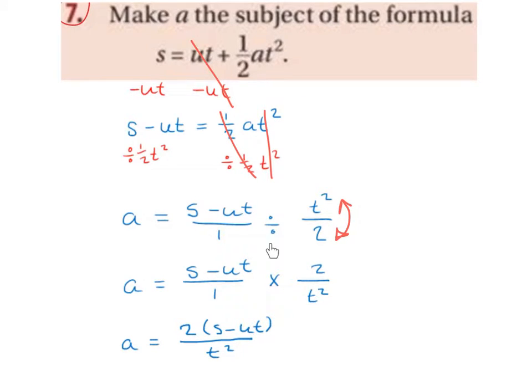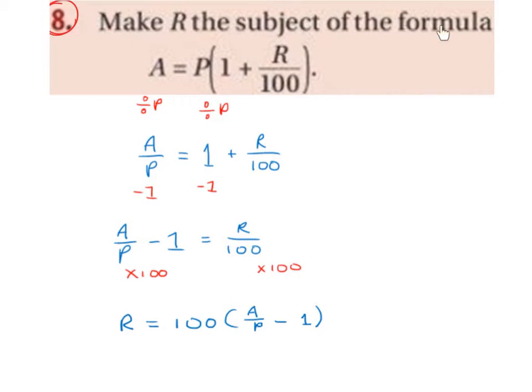So we do top by top, bottom by bottom. So it's going to be s minus ut multiplied by 2 and 1 by t squared. So top by top, bottom by bottom. So I can just stick the 2 onto the s minus ut with brackets around it, and 1 times t squared is t squared. So now a is the subject of the formula.